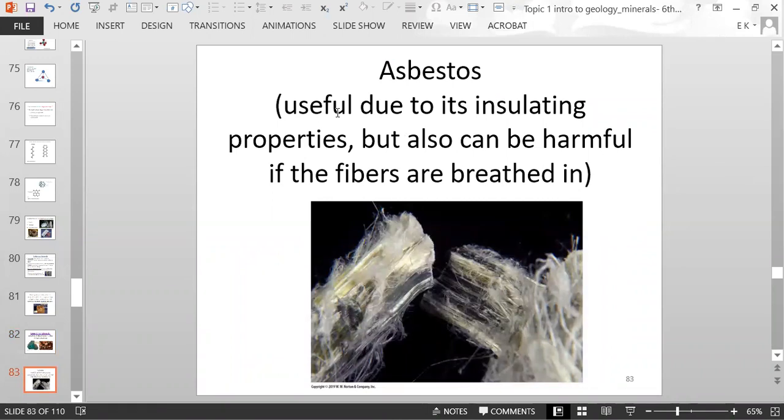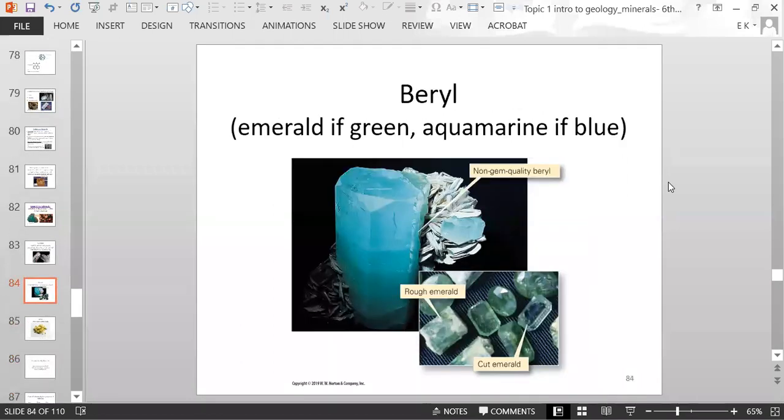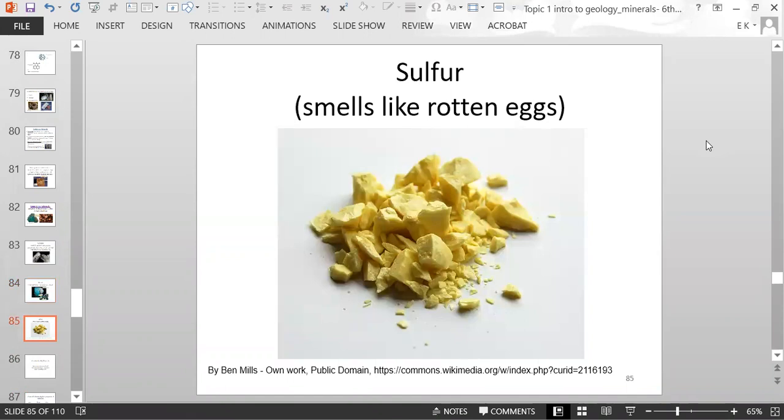Asbestos is actually really useful due to its insulating properties, but it could also be harmful because of the sharp fibers. So if someone were to breathe in the sharp fibers, it could be dangerous. Beryl is emerald if it's green, and aquamarine if it's blue. So those are common gemstones. It's a precious gemstone. Sulfur is a mineral that smells like rotten eggs.